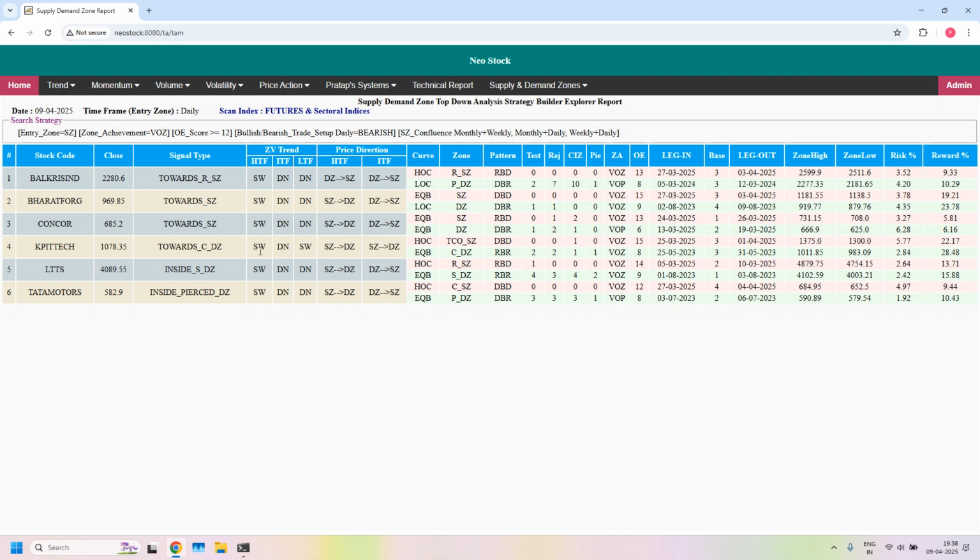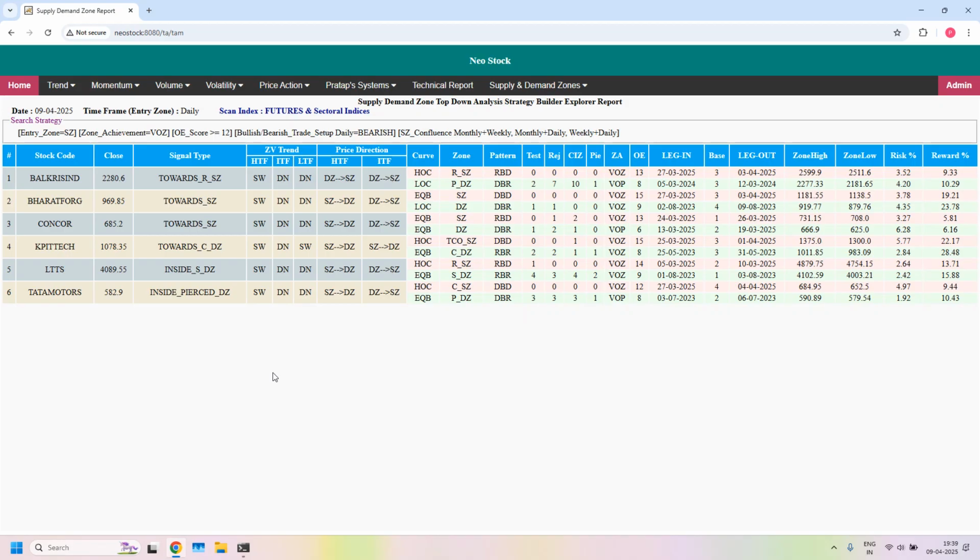And the monthly trend is sideways in all these stocks. So in a sideways trend, we don't look for EMA confluence. It won't give any advantage. But the weekly trend, weekly confluence is there for all the stocks. So this is a bullish trade setup. This is a bearish trade setup for monthly income trade.